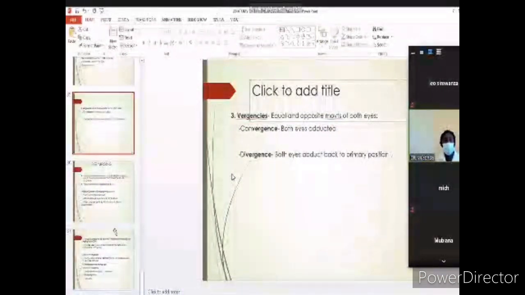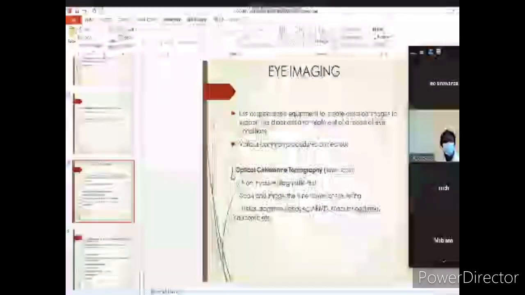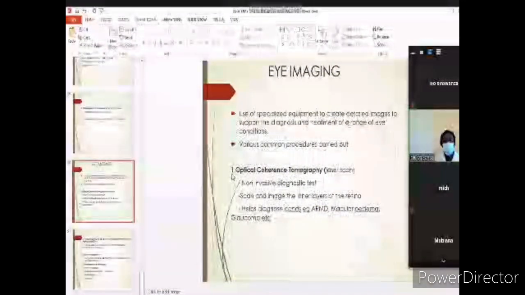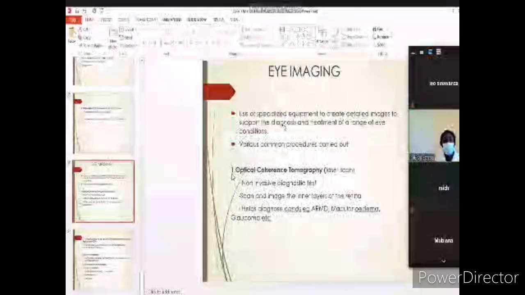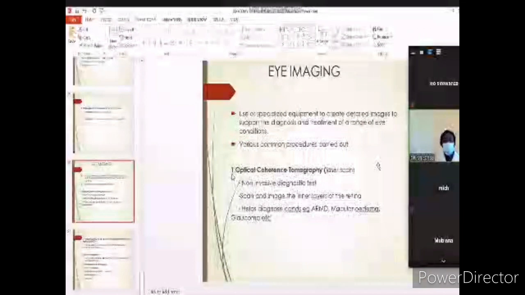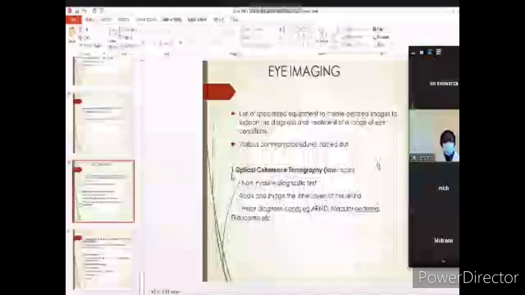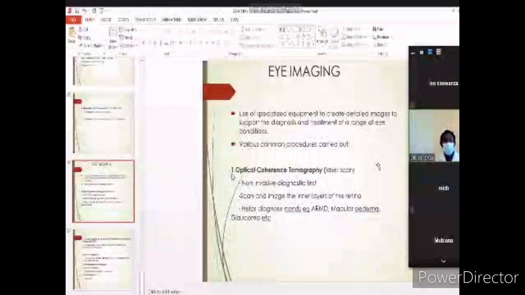Next thing we'll look at is imaging. What is imaging? It's the use of specialized equipment to create detailed images to support the diagnosis. So if I see a patient, I'm not able to see clearly whether the retina is thick or not. I would need some investigations that will help me make that diagnosis. So it helps us to support the diagnosis and also the kind of treatment we are going to give for a variety of eye conditions.